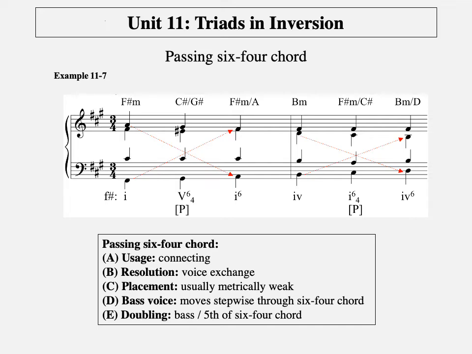They're usually metrically weak. When we analyze them, we put the letter P in brackets underneath the 6/4 chord to show its functioning as a passing 6/4 chord. And as is the case with all of our 6/4 chords, we double the fifth of the chord, which is in the bass. Let's listen to 11-7 one final time.